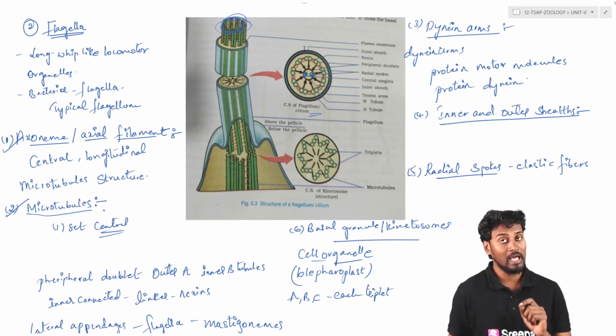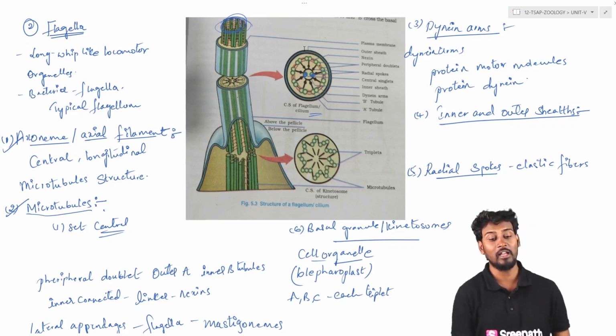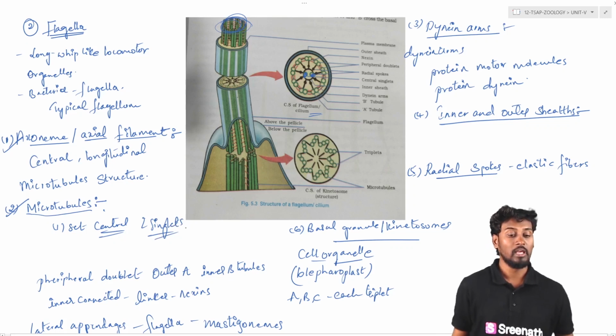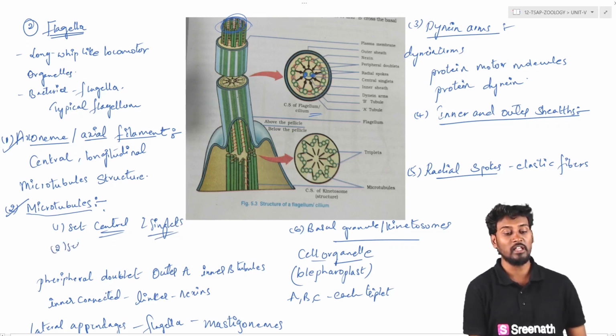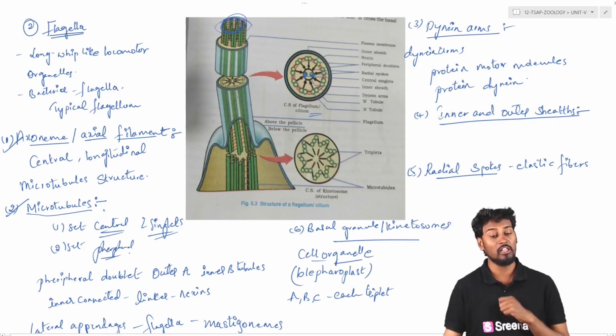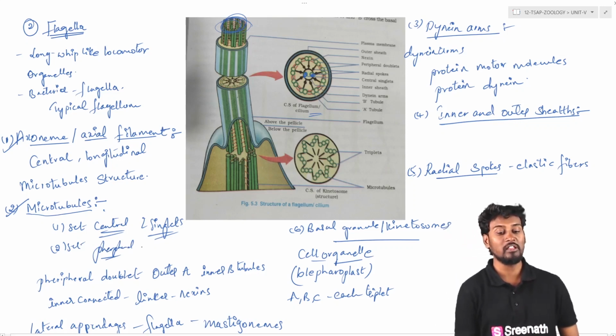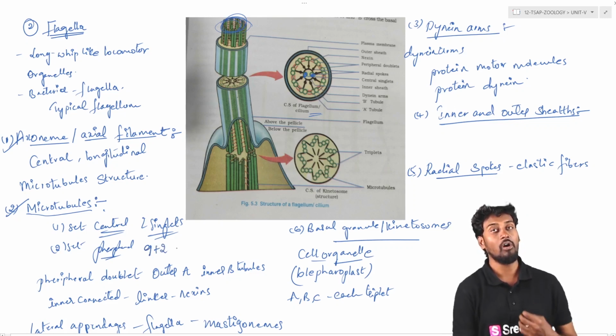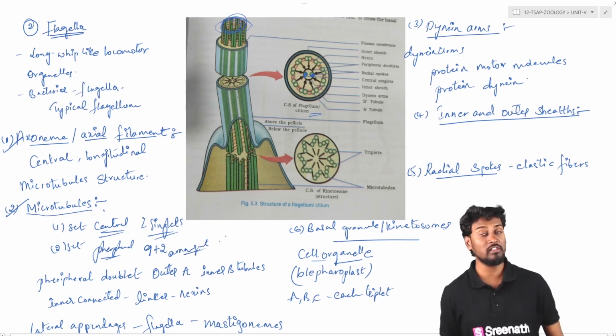They are central in arrangement, and they are called two singlets. They are two singlets generally present in the central region. Next, the second set is the peripheral set. The microtubules forming the peripheral segment of the flagella or cilia are called the peripheral set. This consists of 9 microtubules, arranged in what is called the 9+2 arrangement.